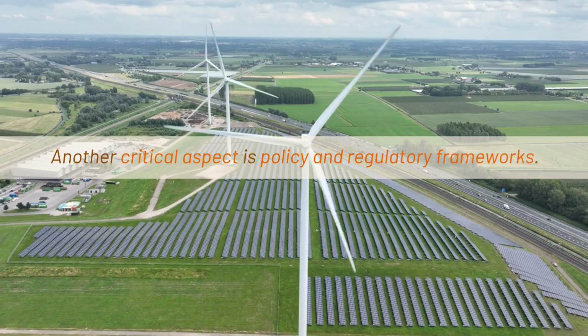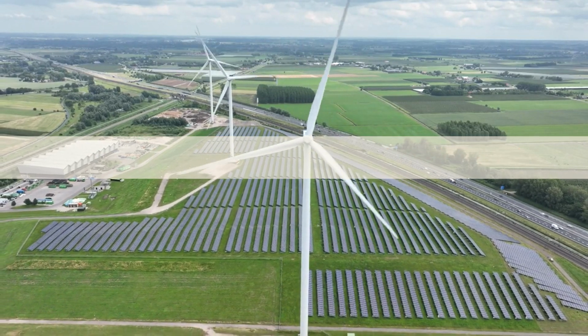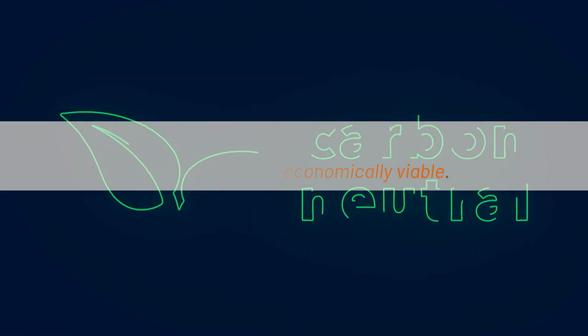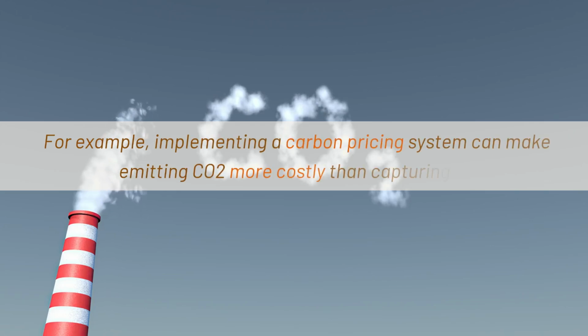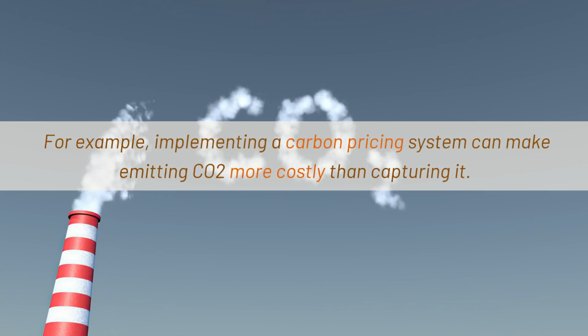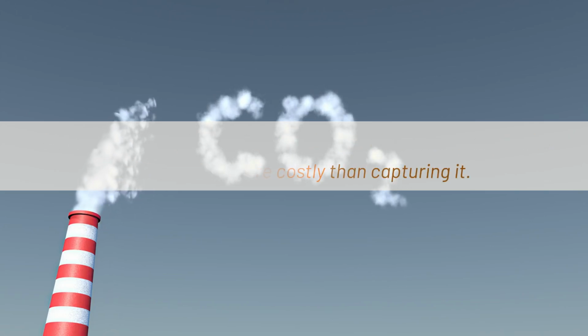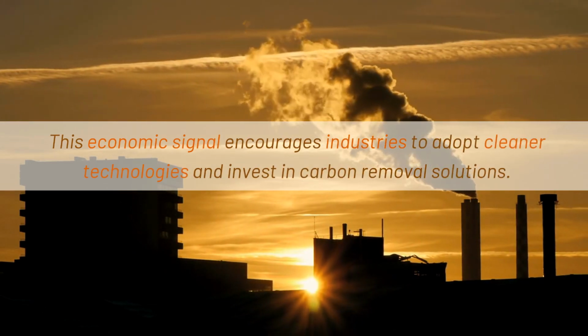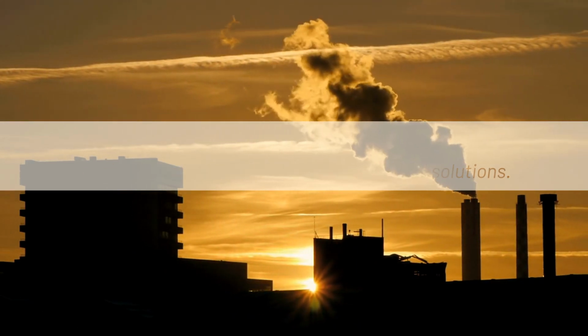Another critical aspect is policy and regulatory frameworks. Effective policies can create an environment where reversing climate change becomes economically viable. For example, implementing a carbon pricing system can make emitting CO2 more costly than capturing it. This economic signal encourages industries to adopt cleaner technologies and invest in carbon removal solutions.